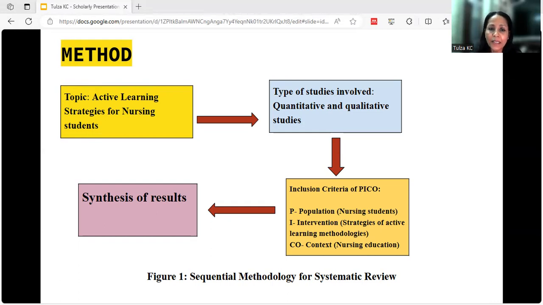In regards to methods, it involves identifying and defining the problem or topic, that is active learning strategies, conducting the literature search for both qualitative and quantitative studies in various sites, and assessing the applicability of data from studies. The population, intervention and context, the PICO framework, had been used to ensure a comprehensive and bias-free literature source. The population P involved nursing students, whereas intervention I involved those strategies used for active learning methodologies, and context CO was related to nursing education. Results were synthesized with the help of relevant literature at the last.